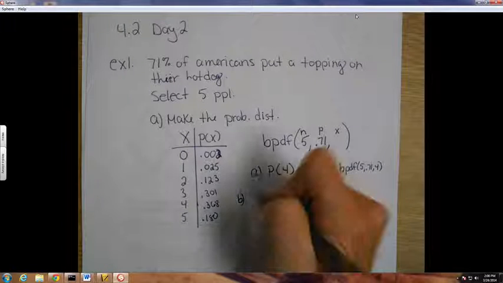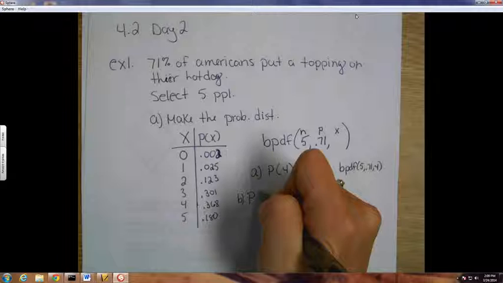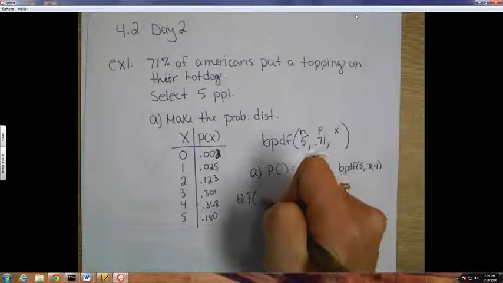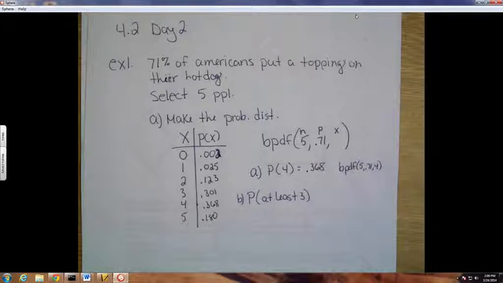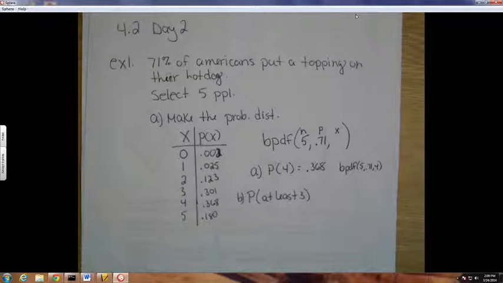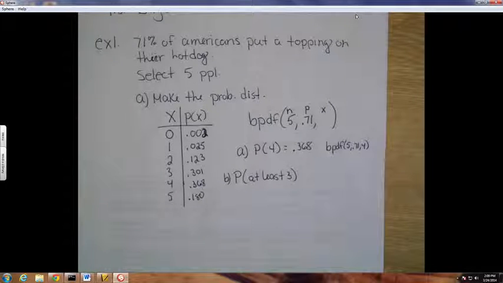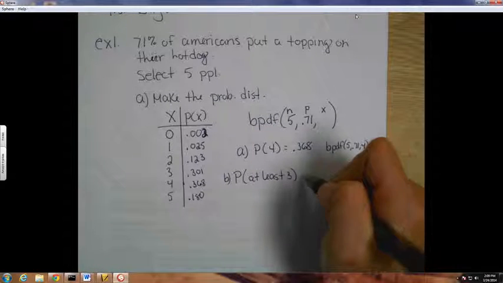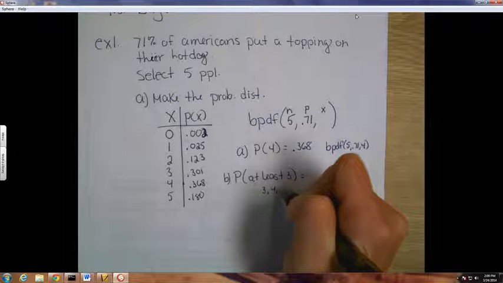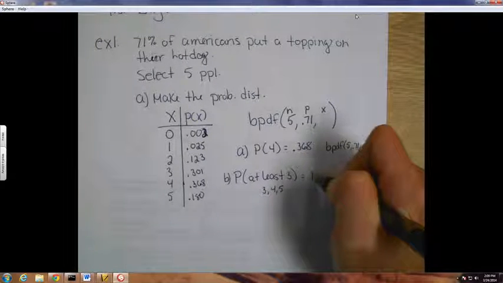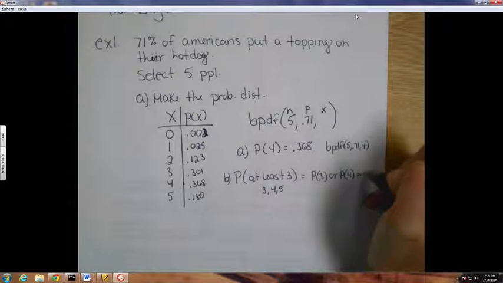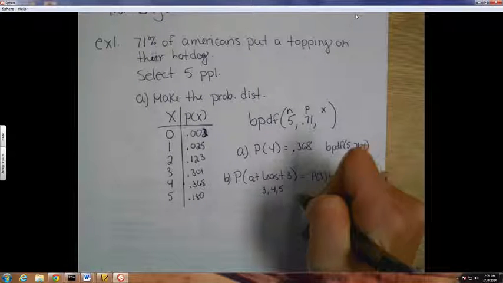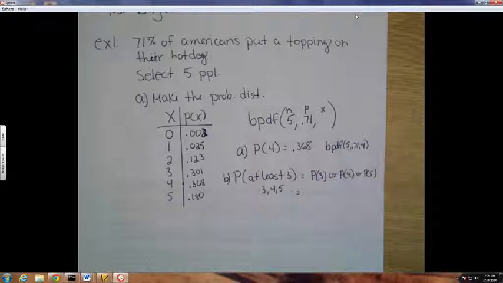This is what's new today. Now this is new. What's the probability of getting at least 3 of your 5 people to say, yes, I put a topping on my hot dog? What does at least 3 mean to you? 3 or more. So in this case, what would 3 or more mean? 3, 4, or 5. Okay, so I'm looking at the probability of getting 3, or the probability of getting 4, or the probability of getting 5. So what are we going to do with those? Add the 3, 4, and 5 probabilities together.